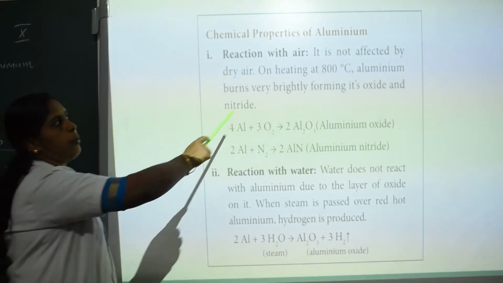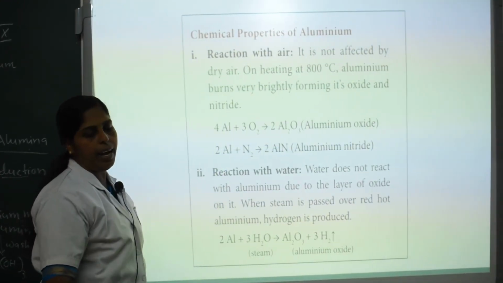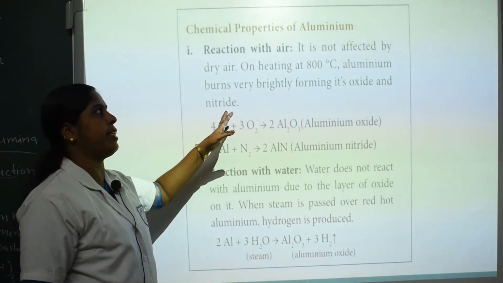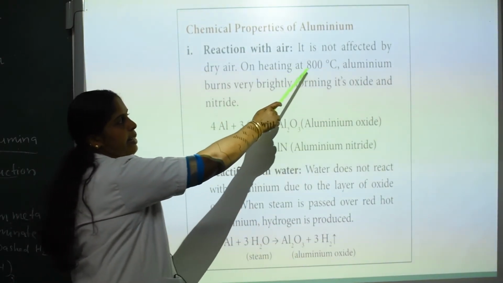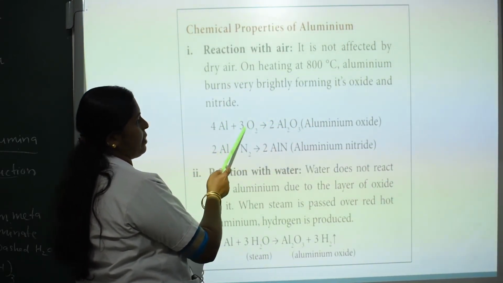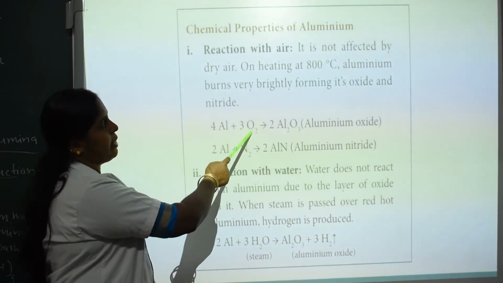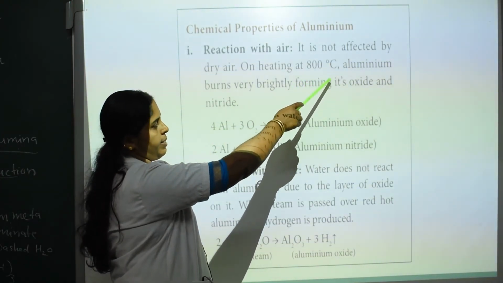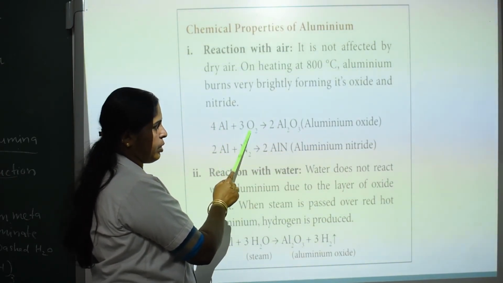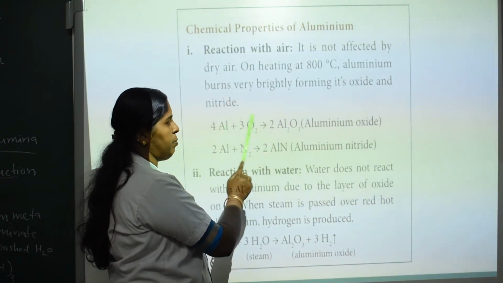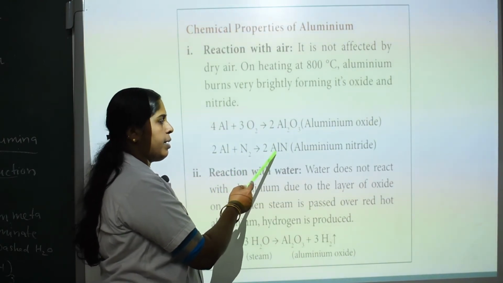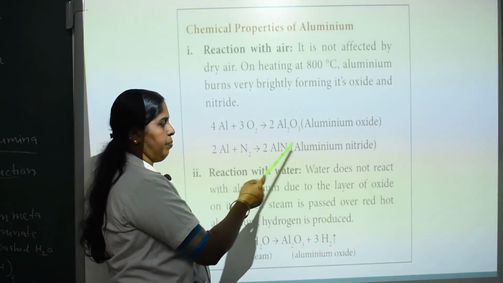Let's see the chemical properties of aluminium. Reaction with air: aluminium is not affected by dry air. Aluminium does not react with dry air, but on heating at 800 degrees Celsius, aluminium burns very brightly, forming its oxide and nitride. That is, aluminium reacts with oxygen above 800 degrees Celsius to form aluminium oxide, Al2O3. Similarly, aluminium reacts with nitrogen to form AlN, aluminium nitride.